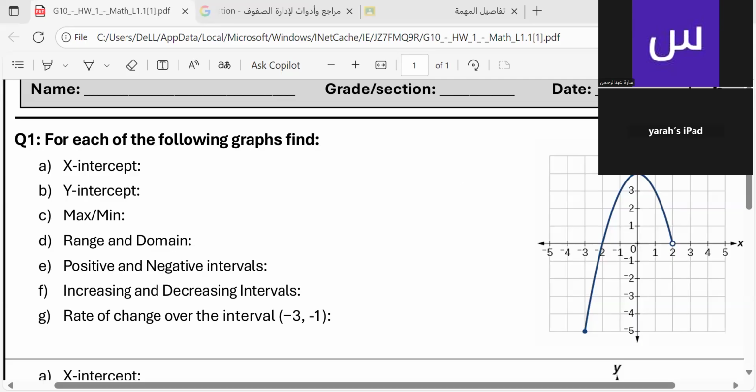Let's start our session. So here he told you, for each of the following graphs, find the x-intercept.